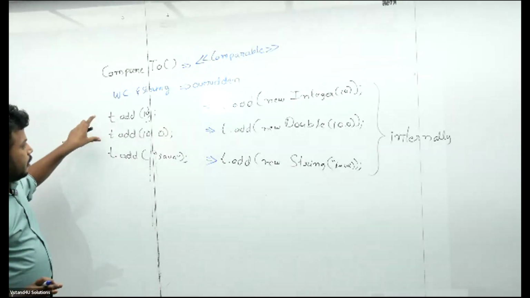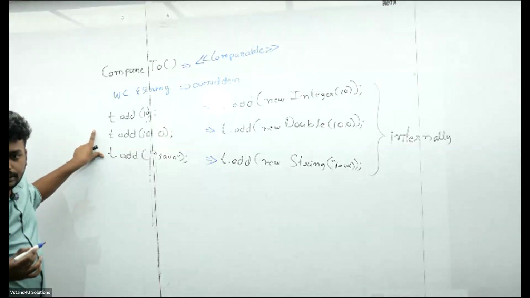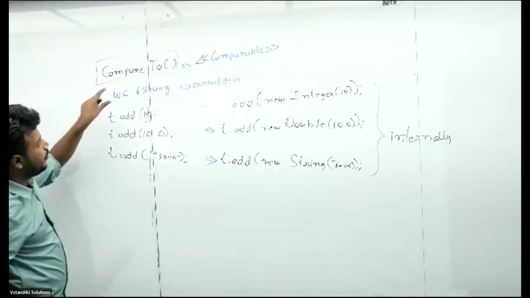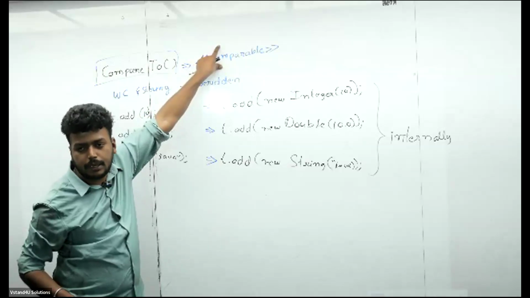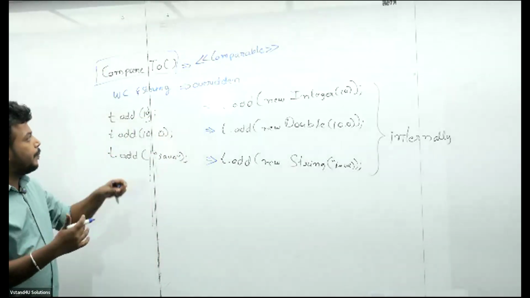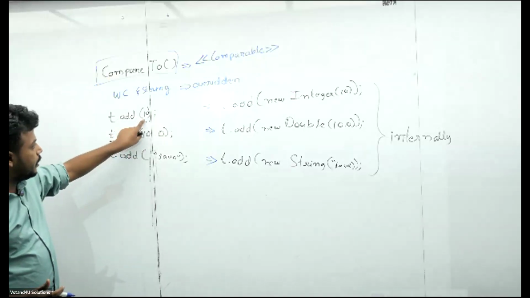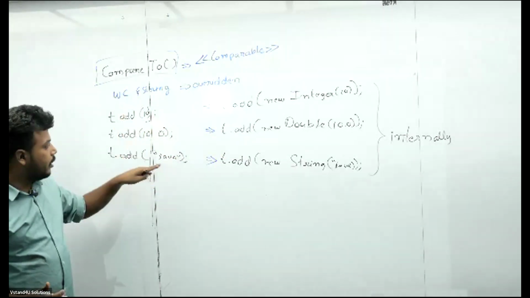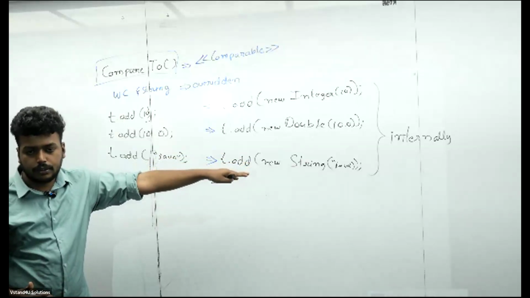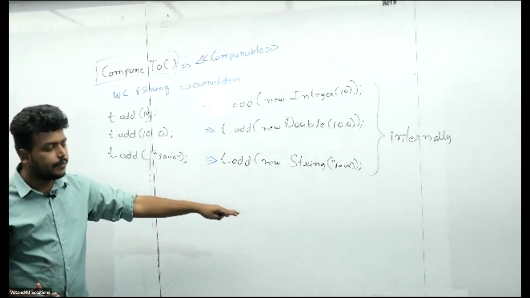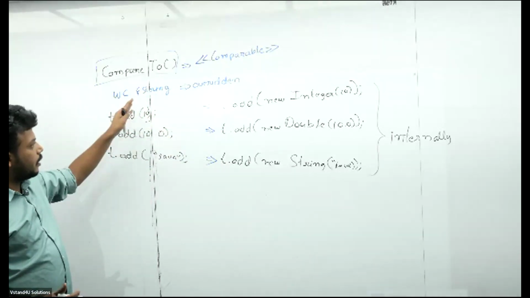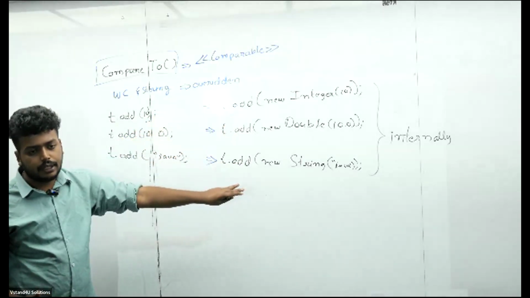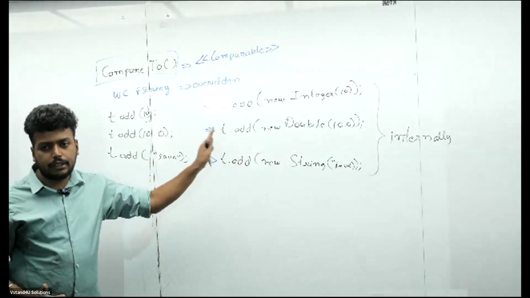Understand: when I add elements to the TreeSet, Java internally calls this compareTo method. That compareTo method is present in which interface? The Comparable interface. How compareTo works: it converts this int data type into Integer, which is nothing but wrapper classes, and double into non-primitive wrapper classes and String. It compares, converts to the wrapper classes and String, and overriding happens here. Internally, Java does this work.